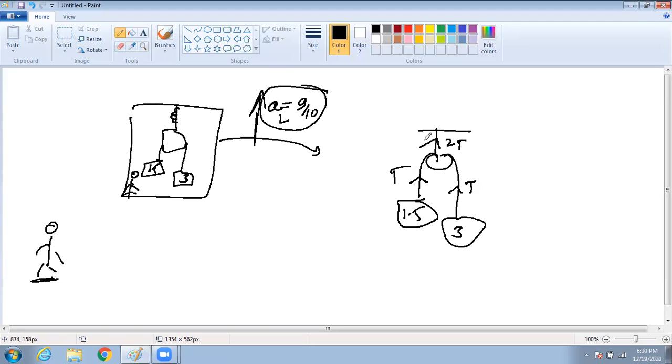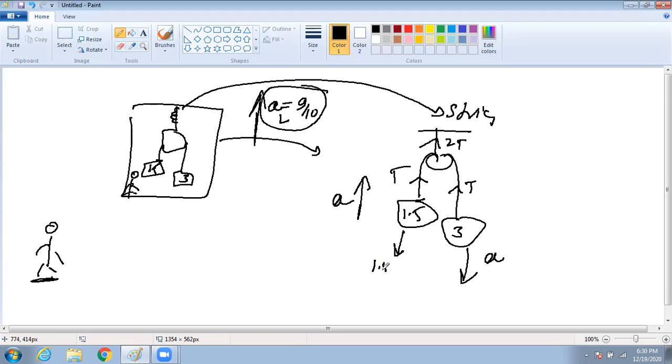This tension is 2T. I am replacing the spring with a string. This will go down, this will go up, so we have to find basically the acceleration. I told you whenever you are working in a non-inertial frame, you have to apply a pseudo force. So here mg is 3g, correct? The pseudo force is the mass of the object times the acceleration of the observer. The acceleration of the observer is the same as the lift, that is g by 10. Clear till now?